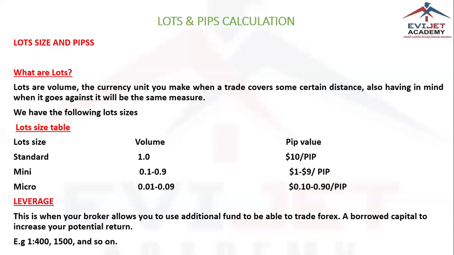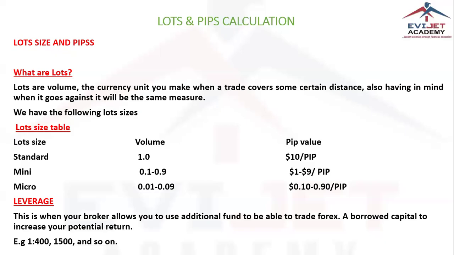So let me go through the definition again. Lots are volume. The currency unit you make when a trade covers a certain distance. Also having in mind that when it goes against you, it will be the same measure. So we have the following lot sizes. Okay? So we have the micro lot, which ranges from 0.01 to 0.09.